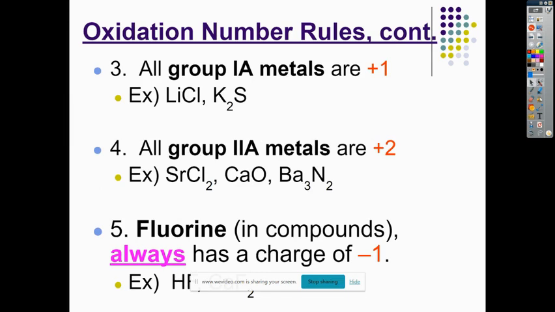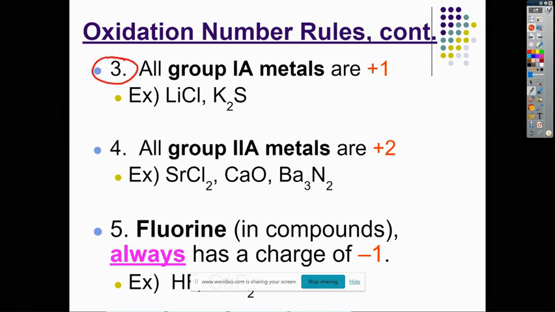Rule number 3. We are going to take all of the group 1 metals, and they will always, always, always, and forever be a 1 plus. Li will always be a 1 plus, and since chlorine will cancel that out, chlorine has to be the 1 minus. K will always be a 1 plus, and since sulfur has to cancel that out, it will always be a 2 minus.